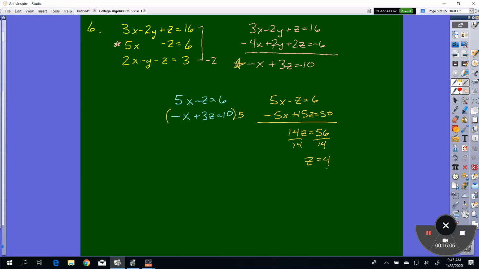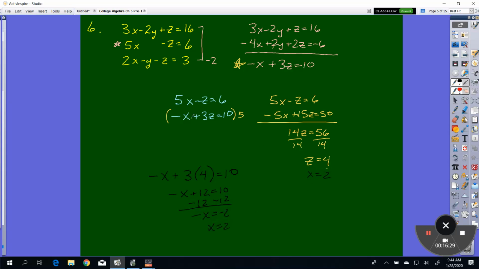I plug that into either of these two start equations. So I plug that into either one. Doesn't matter which one. I'm just going to do the negative x plus 3z equals 10. So negative x plus 12 equals 10 minus the 12. Negative x equals negative 2, so a positive x equals a positive 2.